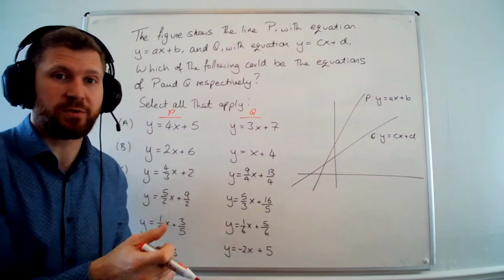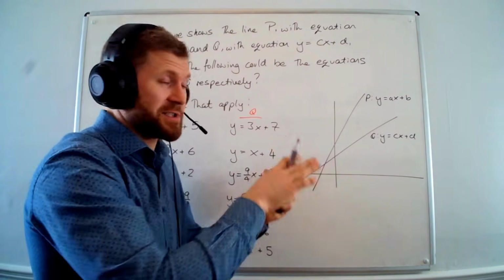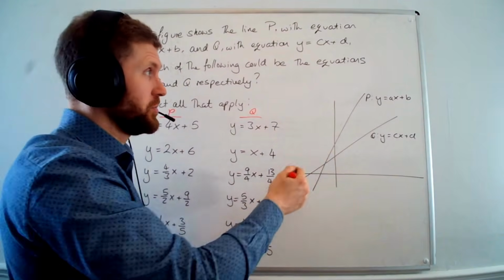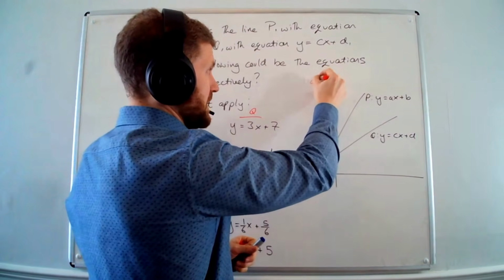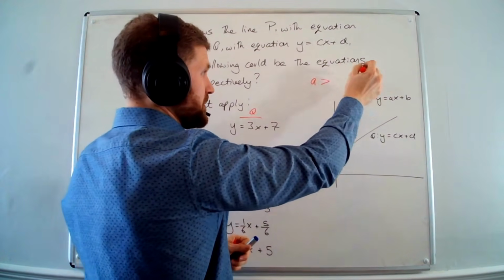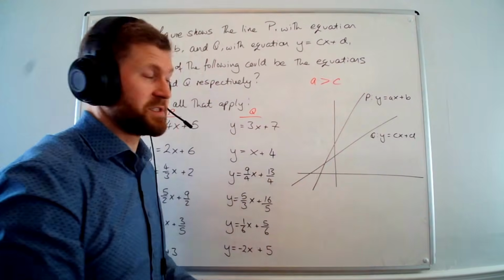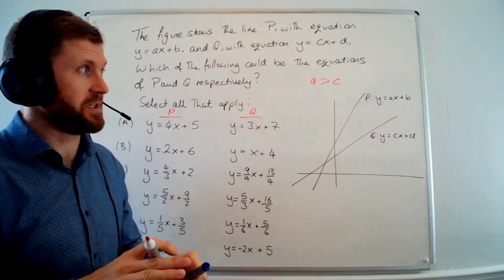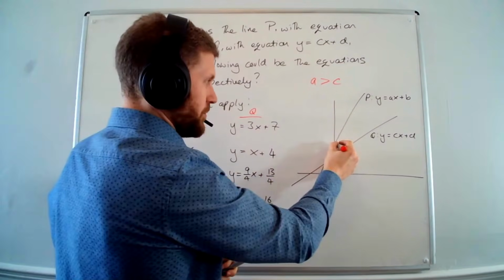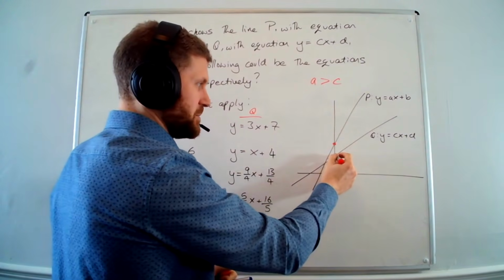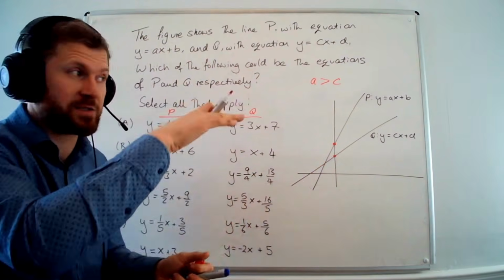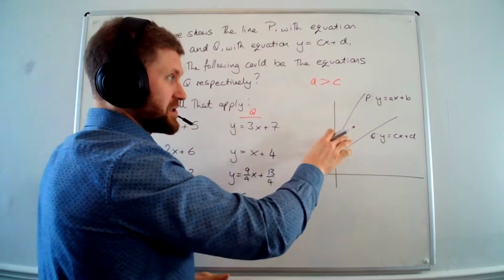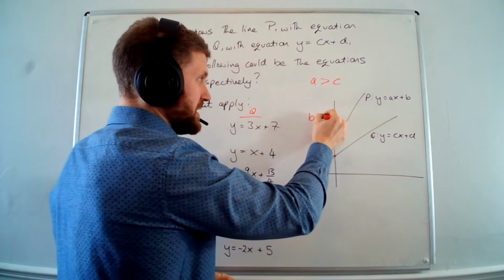So a couple of things I would notice about this diagram. First of all, the slopes are different. In this case, the slope of P is steeper than the slope of Q. And so what I could say about this is that a, the slope of line P, must be bigger than c, which is the slope of line Q. That's one way we're going to make some decisions here. The other way is to say that the y-intercept of line P is higher up the y-axis than the y-intercept of line Q. And so while a is bigger than c, that's the slope, I can also say b is going to be bigger than d.